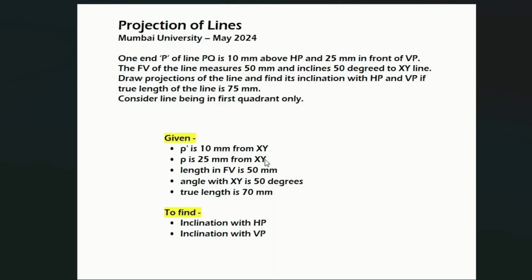These are the conditions related to P which we have met. Now the length in the front view is 50 mm and the angle to XY in the front view is 50 degrees. That means you have to draw a line from this point, 50 mm in length and 50 degrees to XY. So let's draw that line. This is our front view and our point Q is coming here. Let's locate point Q, and I'll represent point Q in blue color. So this is the front view of the line, where this is P dash and this is Q dash.